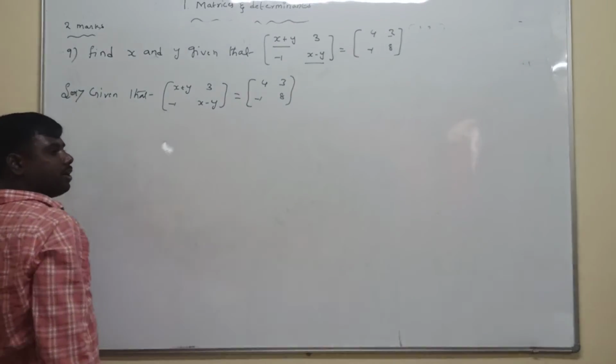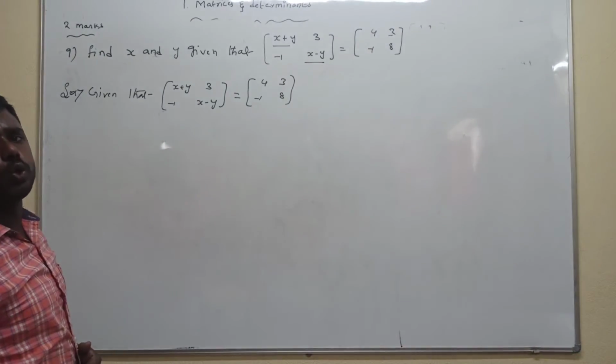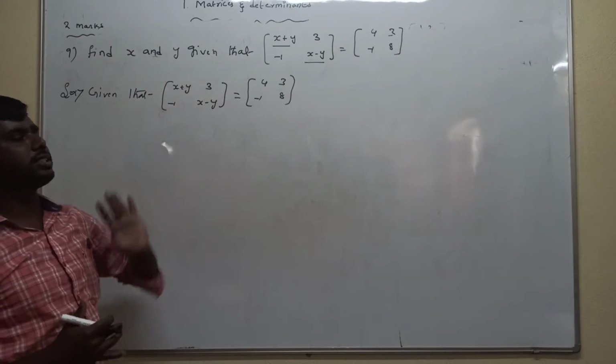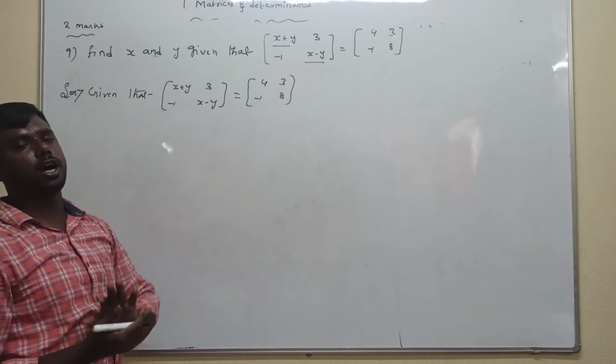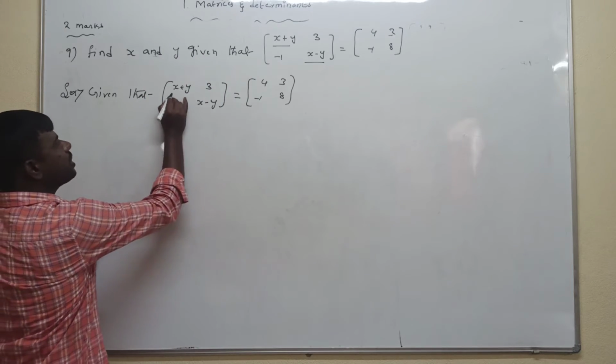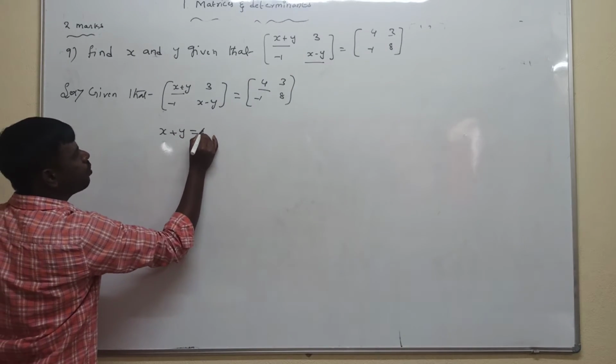Whenever the equal symbol is given, that means equality of two matrices. Nothing but two matrices are equal, so automatically the corresponding elements are also equal. That's why the first element is equal to the first element, and that's why x plus y is equal to 4.